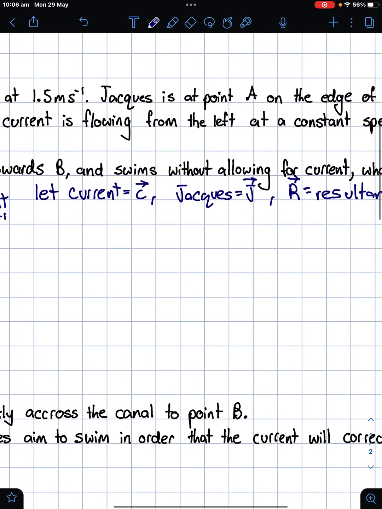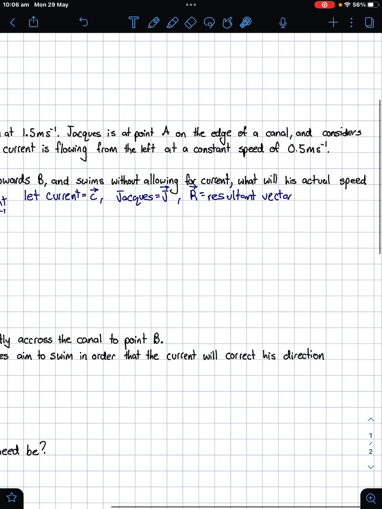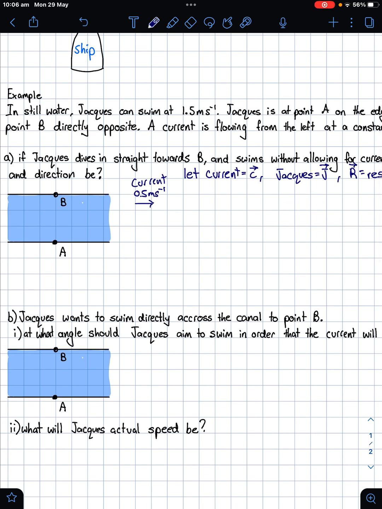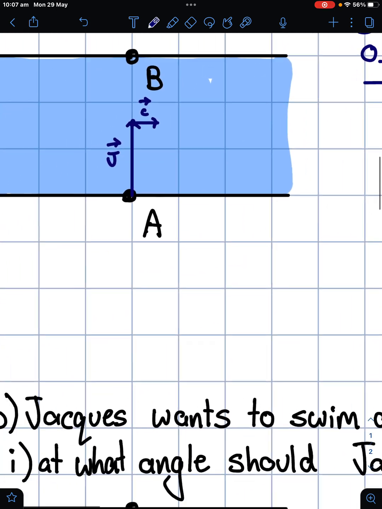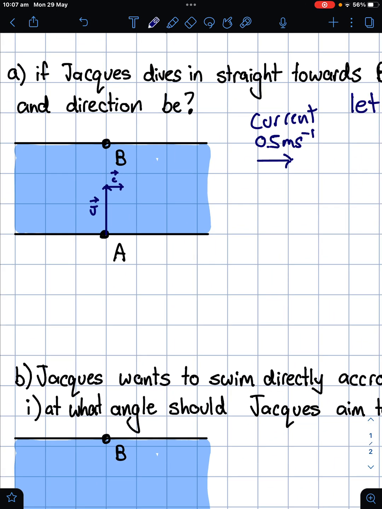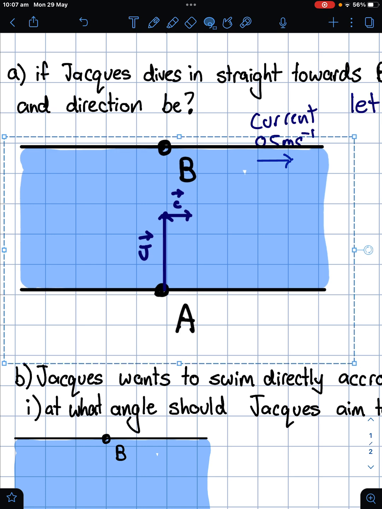All right, so in this first part, he dives straight in towards B and swims without allowing for the current. What will his actual speed and direction be? If we consider he jumps in here, let's just do 1.5 as 1.5 squares, so it's about this. And this is the J vector for Jakers. Not only does he have that, he has the current operating against him, which is 0.5. So this is the current one. Is this going to be big enough? Or should we stretch it a bit? Let's stretch it to make our example a bit bigger. Will that work there? There we go.